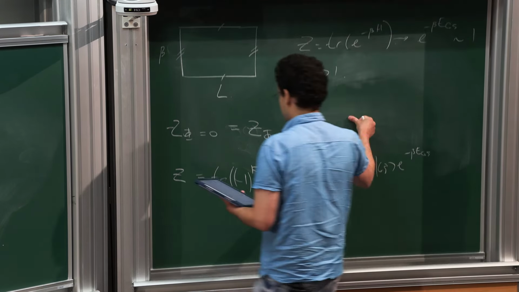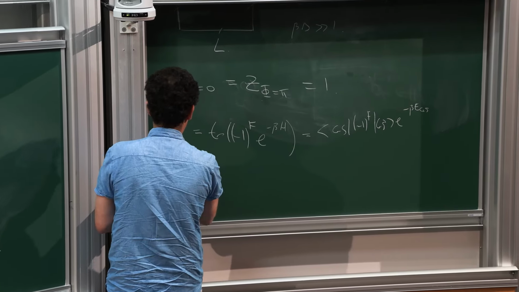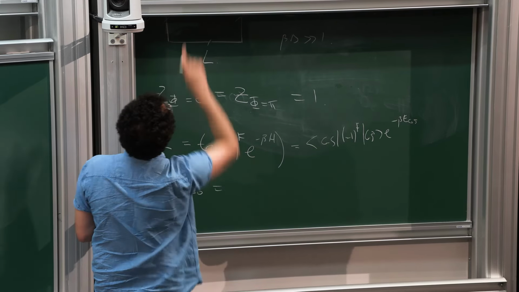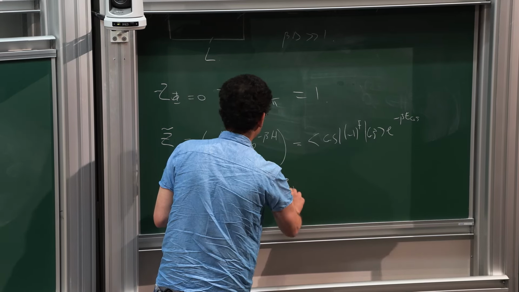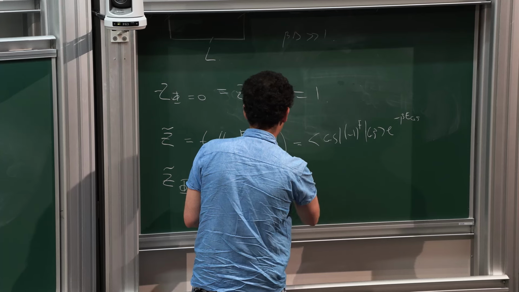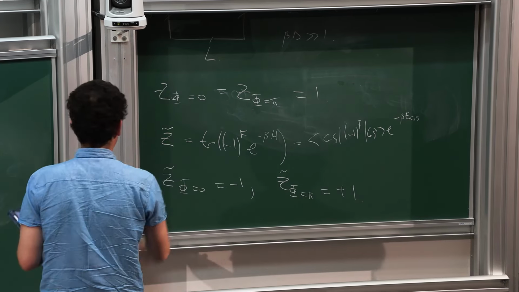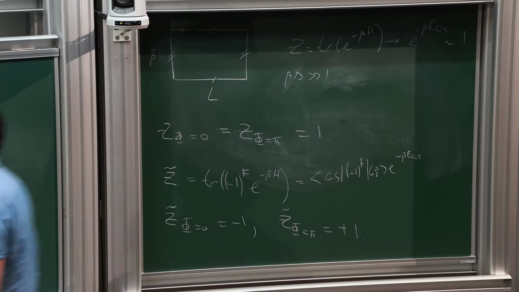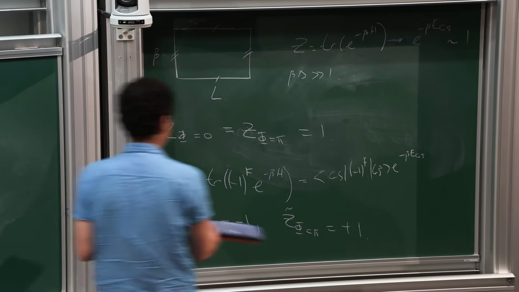So when I didn't thread any flux in, the fermion parity was -1. When I threaded flux through, the fermion parity was +1. Okay, so let's write down all four. Let's make a little table. Maybe we'll make it here.